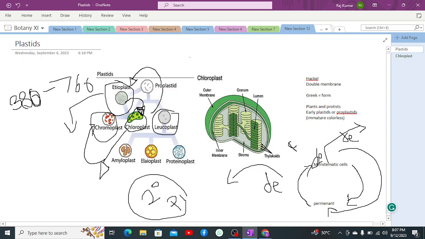On the other side, if there is the colored part of a plant, such as the ripened fruit, as well as the flower's petals, then that would have the chromoplast. After which, the roots of the plant will have leucoplast, as these are colorless bodies, again produced by the meristematic cells through the process of differentiation. When meristematic cells are converted into permanent cells, this is known as differentiation.